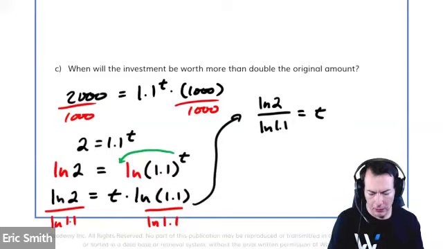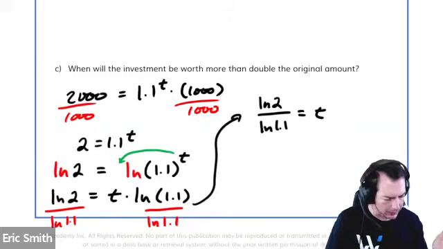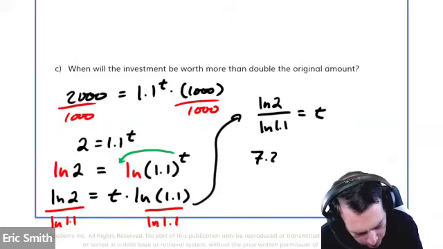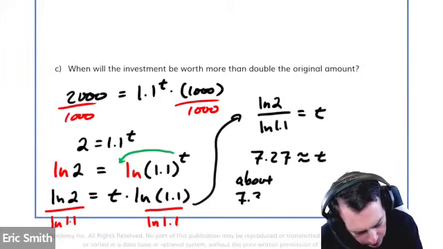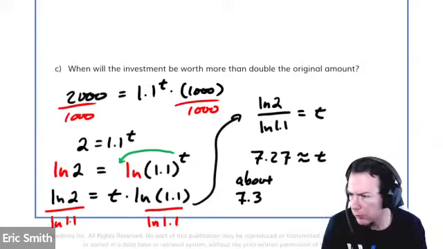All right, let me grab my calculator here real quick. What is that? Natural log of 2 divided by natural log of 1.1. Excellent. So I'm getting 7.27-ish for t. We can say about 7.3. I think these are in years. Yes.